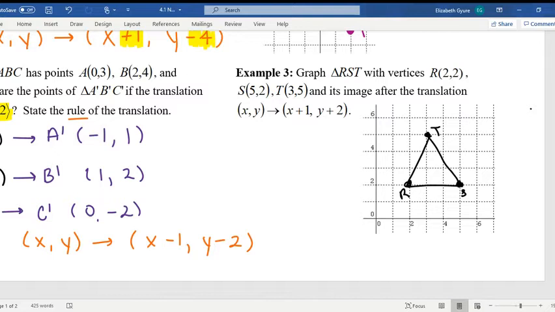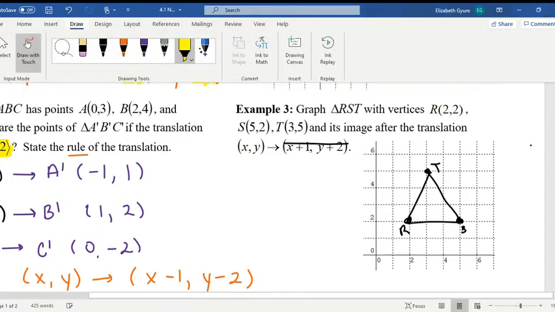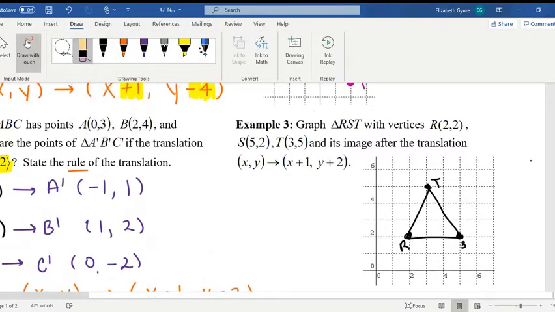Now it says to graph its image. So this is my pre-image. Now I need to graph the image. After the translation, (x, y) goes to (x + 1, y + 2). Can someone tell me what this means? What do I want to do to my graph? Where is it going to go? It is going to go up. How many?